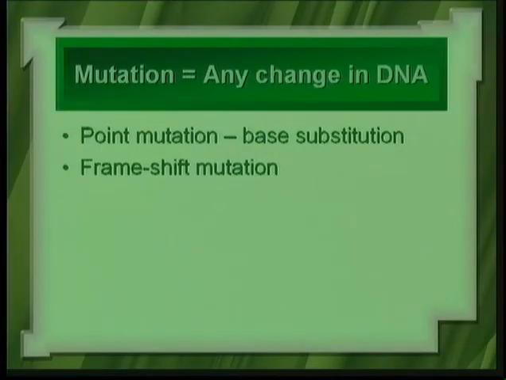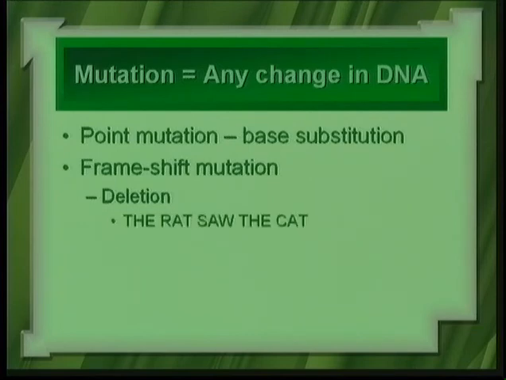Another kind of mutation is called a frame shift mutation. Remember that generally the codons are read in groups of three, triplets. If you have a frame shift mutation, what can happen is you can have something called a deletion. If you were to depict a deletion in terms of something that makes sense to us, such as these triplets: the rat saw the cat.